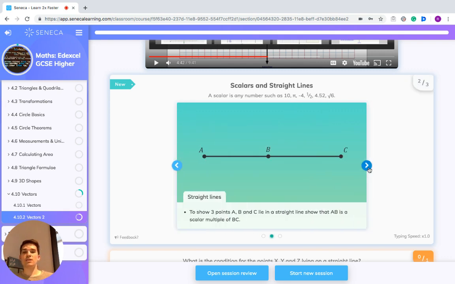Now, to show that 3 points, A, B, and C, lie on a line, what you can do is show that AB is a scalar multiple of BC. Because a scalar multiple doesn't change the direction at all, just the size, if you're able to prove that you can multiply AB by something to give you BC, that tells you they're going in the same direction, and that tells you they're on a line together.